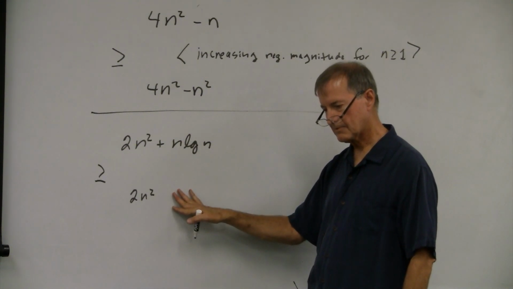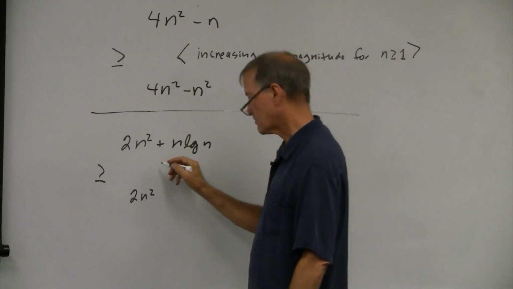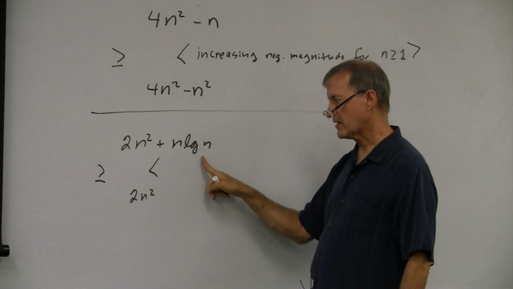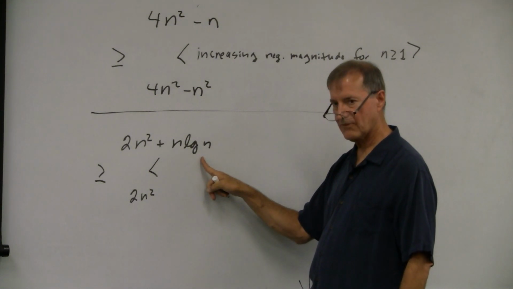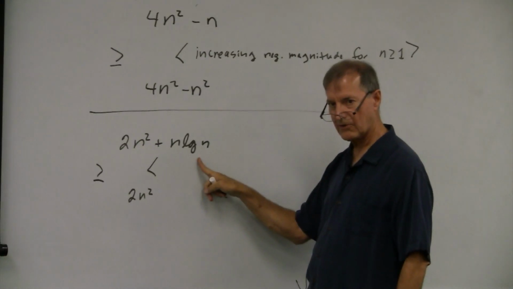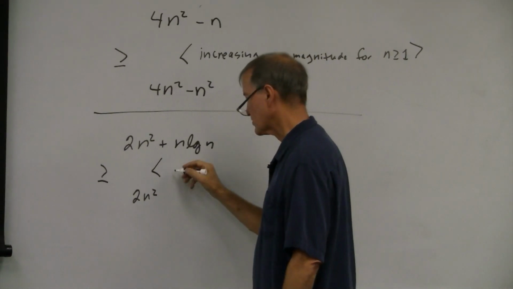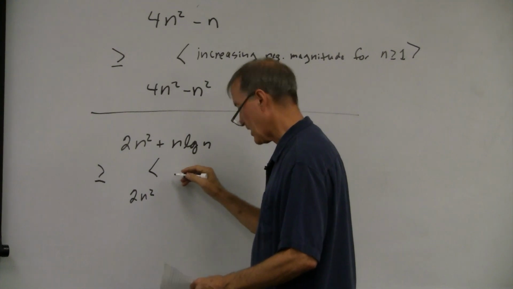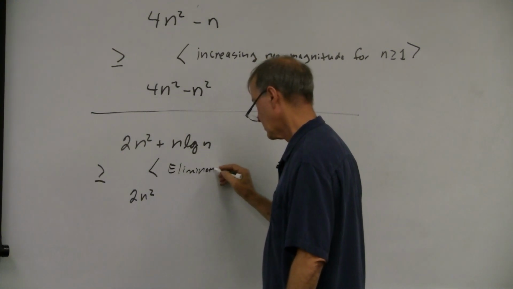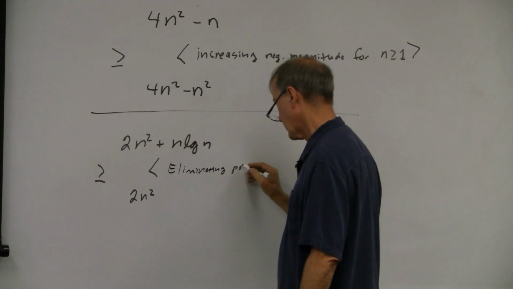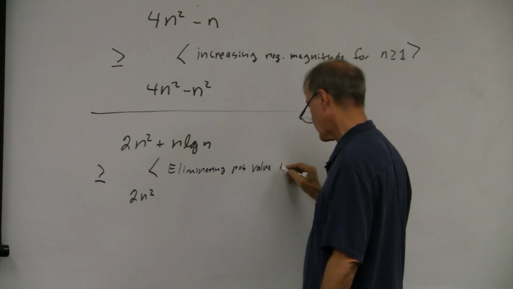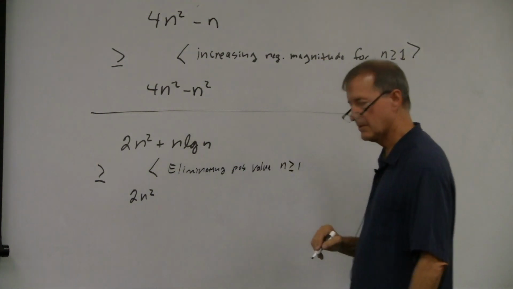Yes or no? No. Correct. It is not. Why not? Because if n is less than 1, the log of n is what? Negative. Are you with me? Remember from that graph of the log function. So this is eliminating a positive value. But in order for that to be true, n has to be greater than or equal to 1.